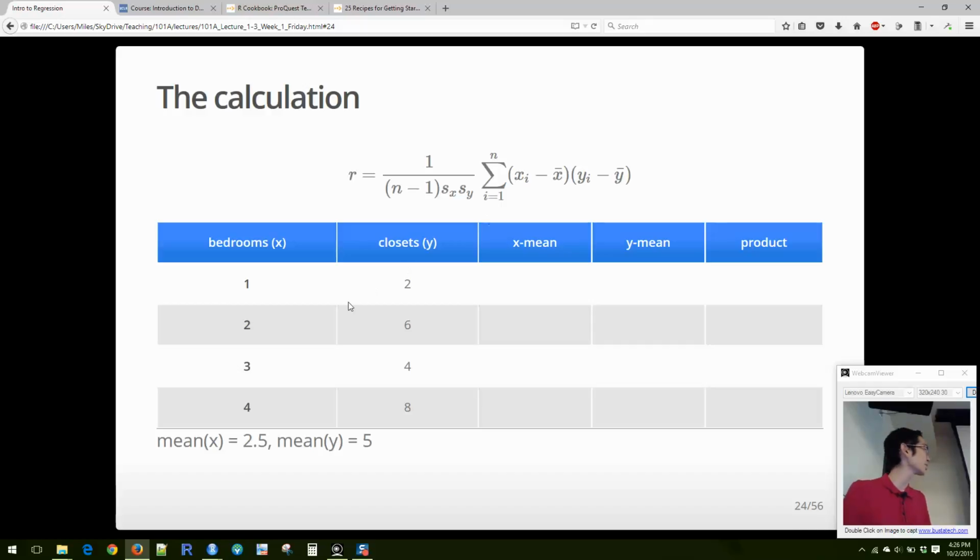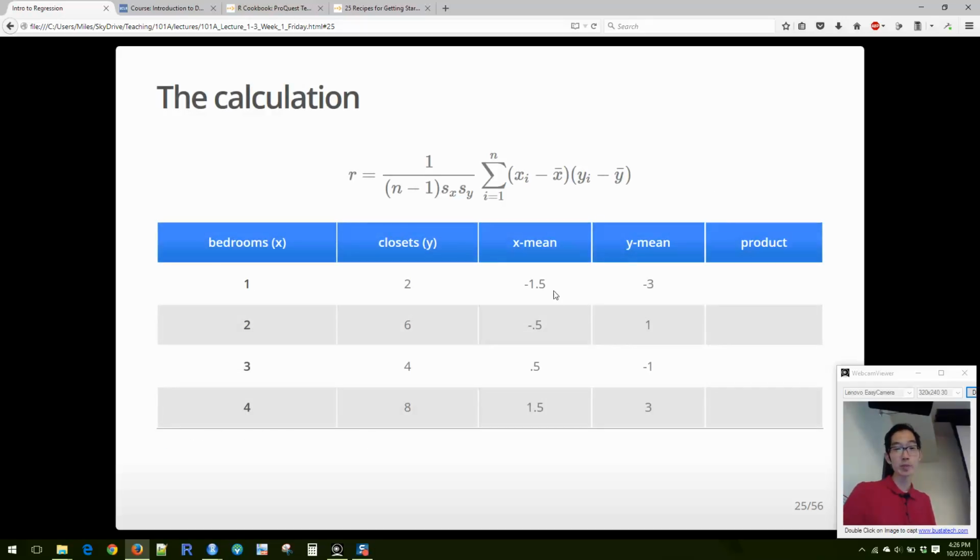Let's take a look at this. For each variable we calculate the mean. You just take these 4 values, add them up, and divide by 4, and you do the same for y. So the mean of x is 2.5 and the mean of y is 5. I'm going to do x minus the mean and get these values, and y minus the mean. I'm basically calculating these two things, and then let's do the product.